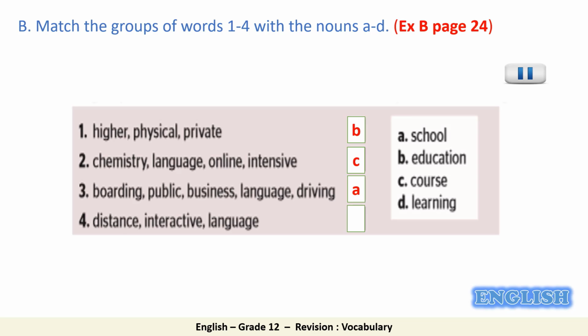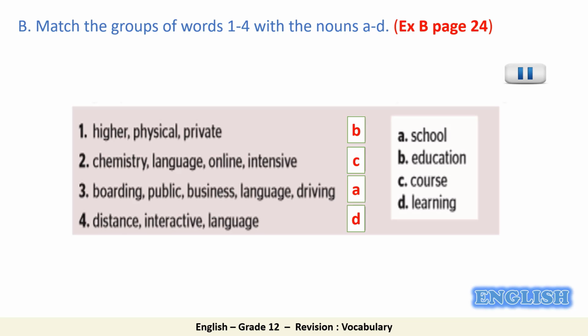The last one, distance, interactive, and language. Learning, of course, it is D. Notice that the word language is matched with course. We say language course, which means an educational course in which a foreign language is taught. Also, language school, which is a school where people study a foreign language. And language learning, which is the process of learning a new language.